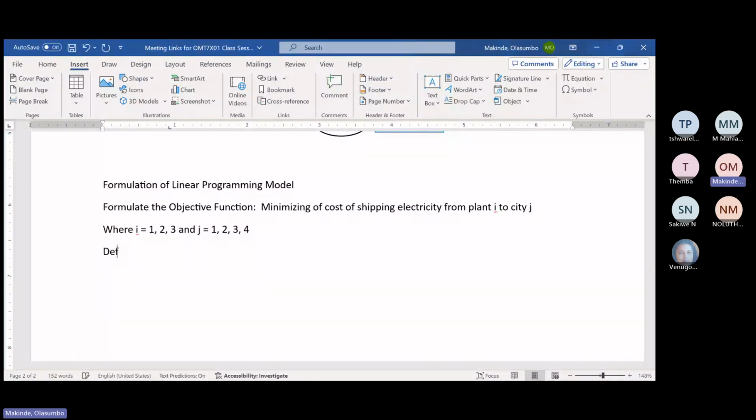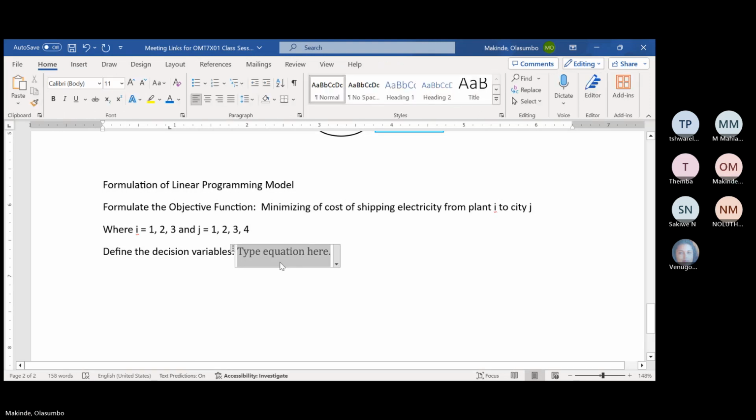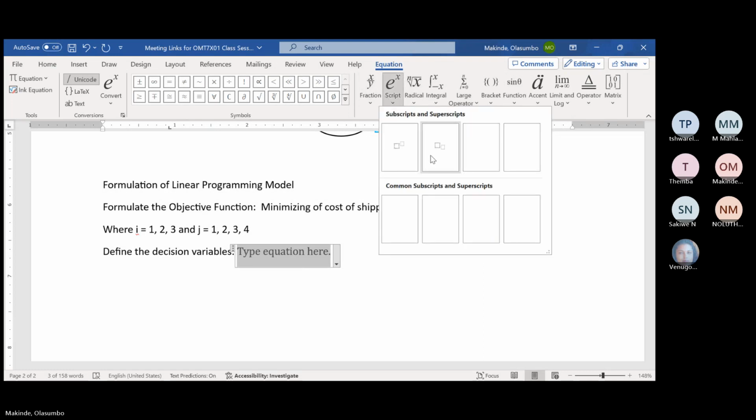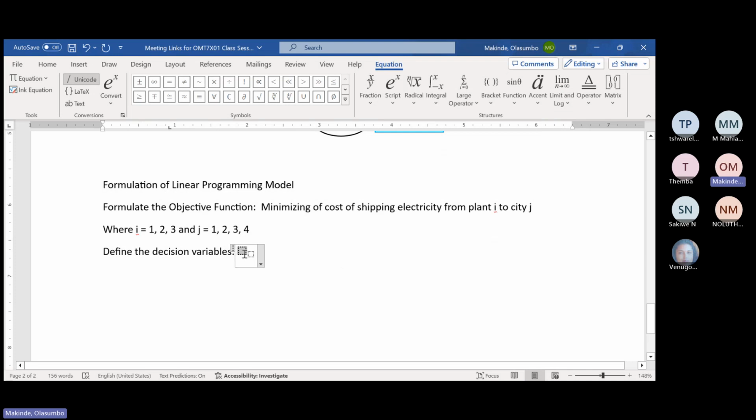So we define a decision variable. That's the next thing, which talks to the unknown. Define the decision variables. We talk to the unknown that tells us how much we must ship. In this case, our decision variable can use any letter of your choice. But don't forget, we need to know how many you are shipping from each supplier, which is represented by I, plant I to city J.